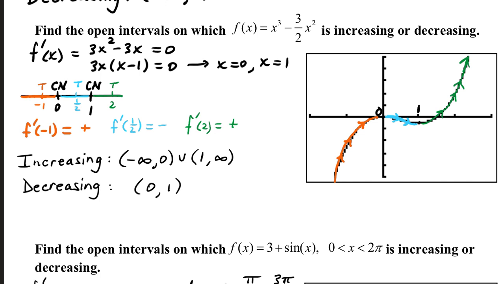And then finally, after the second critical number, I picked 2 to test this interval. F prime of 2 gave me a positive answer. And you guys helped me out in class by helping me with the calculator. Since that's positive, this interval is increasing.